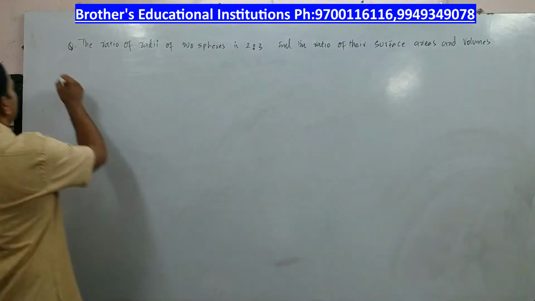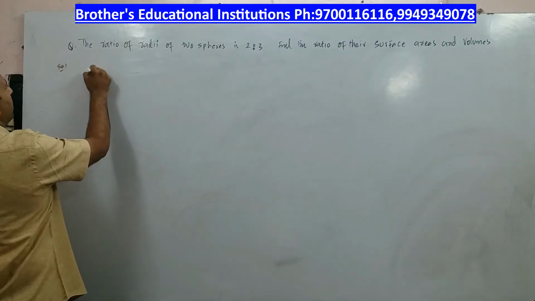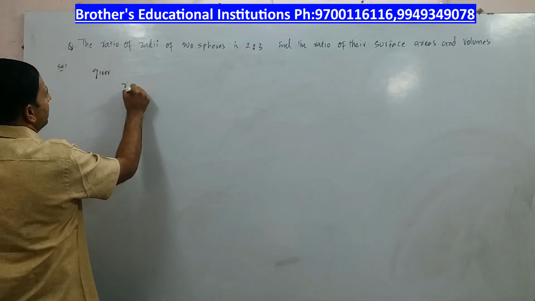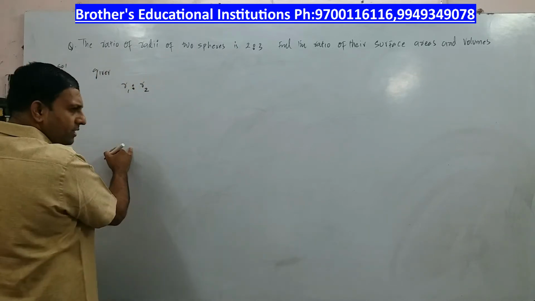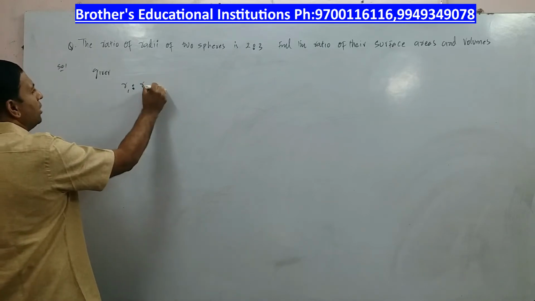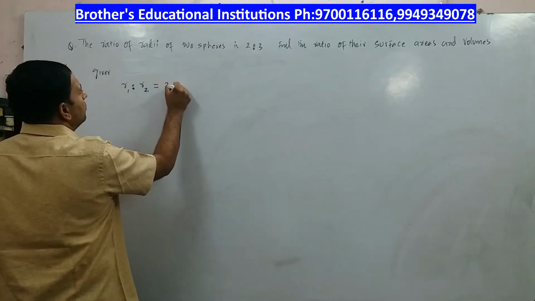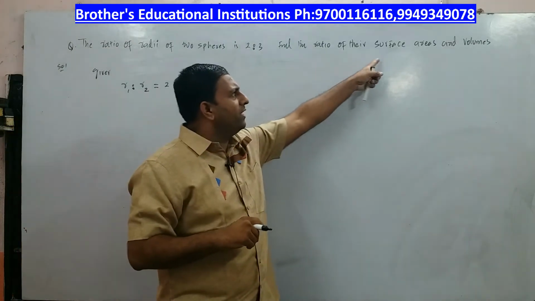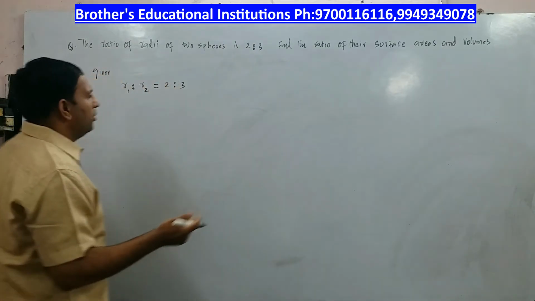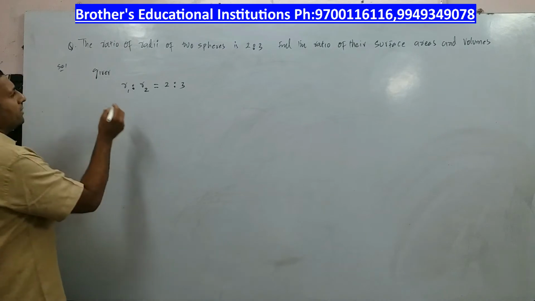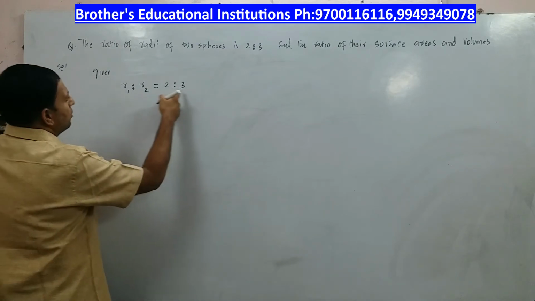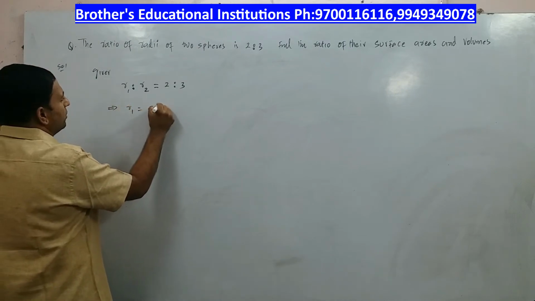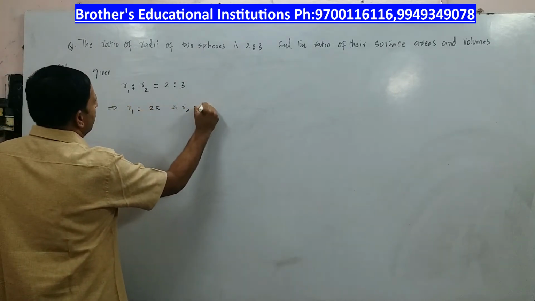Alright, so given R1 is the radius of the first sphere, R2 is the radius of the second sphere. The ratio of the radii is given as 2:3. Next, find the ratio of their surface areas and volumes. So let us assume R1 is to R2 is equal to 2:3 implies R1 is equal to 2K and R2 is equal to 3K, I will take.